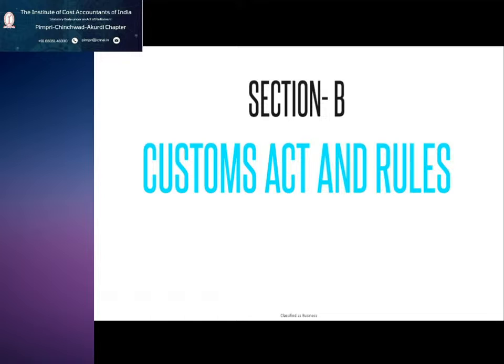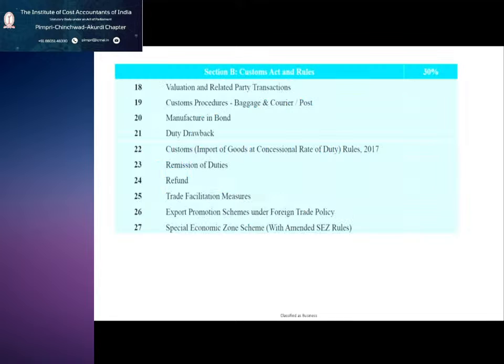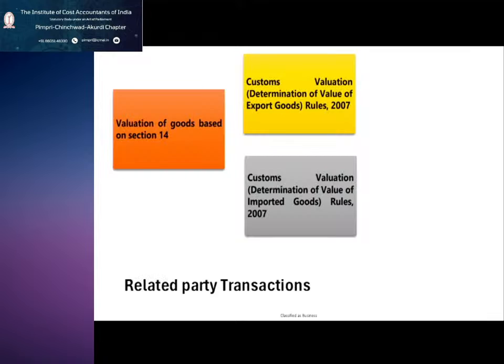Okay, so good evening all. I think last few classes we were continuously on the GST part. Just for a change, this week we will see about the valuation and baggage related. So if you see the customs area, we have valuation and RPT and baggage, manufacture inbound duty drawback and customs rules, remission, refund and facilitation measures and export promotion schemes and special economic zone scheme.